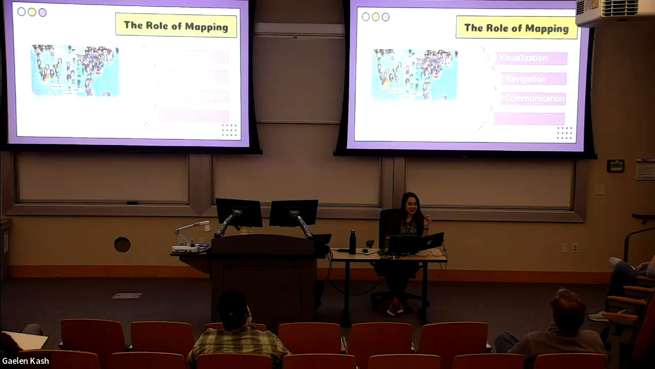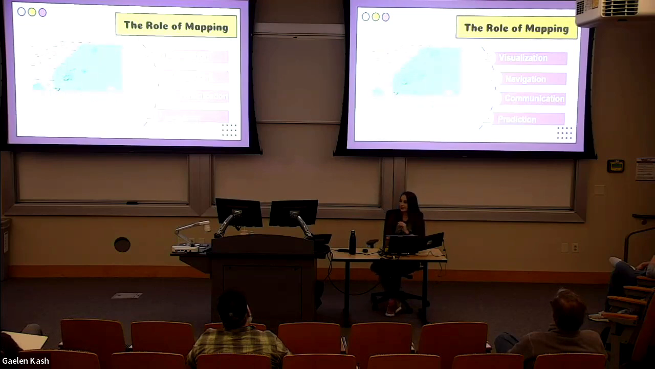And then prediction is another really important role of mapping. You can forecast the future, right? You can predict weather patterns, storm paths, traffic even. They help us really prepare, and if it's traffic, maybe avoid delays. So many different use cases for mapping in general.